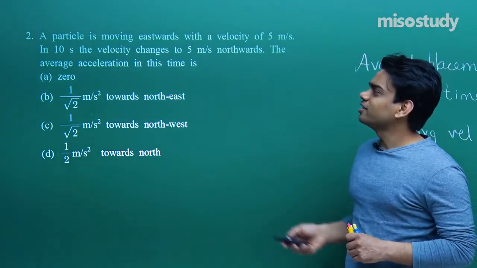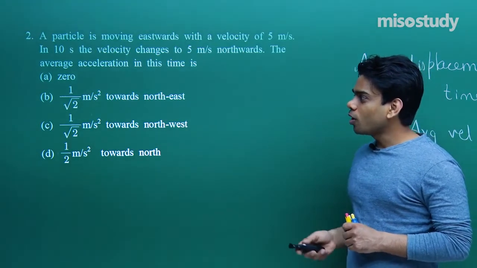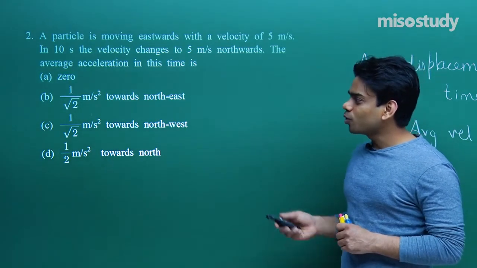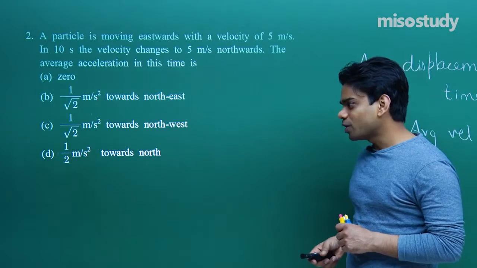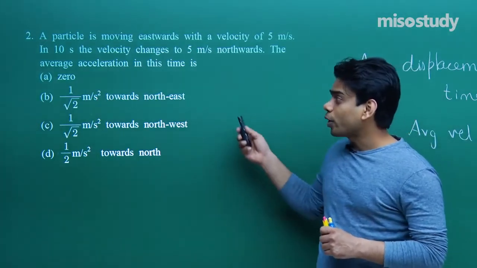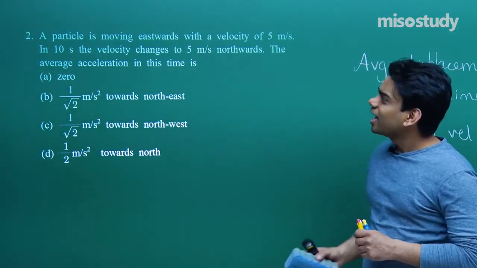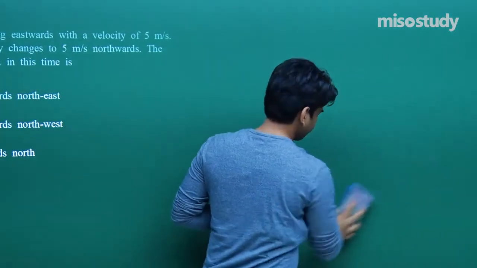Next, the average acceleration in this time is. The options are A 0, B 1 upon root 2 meter per square second towards northeast, C 1 upon root 2 meter per square second towards northwest, D 1 by 2 meter per square second towards north. So we are given the magnitude, and we are also provided with the direction in each of the cases. Let's check what is the average acceleration in this time. This question is for acceleration.